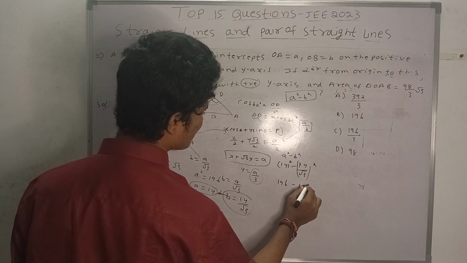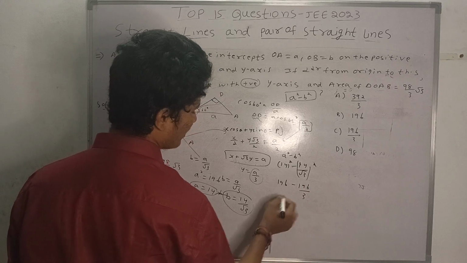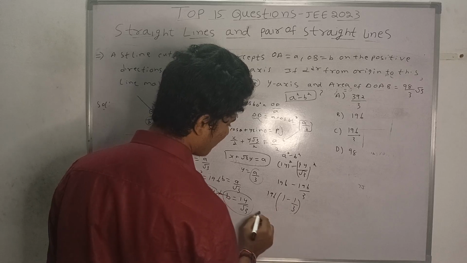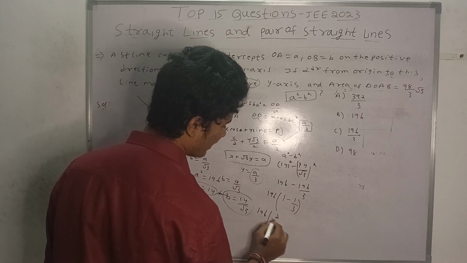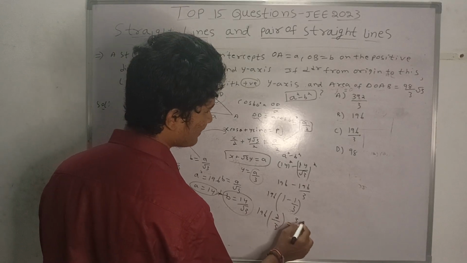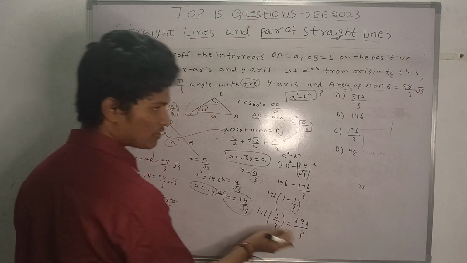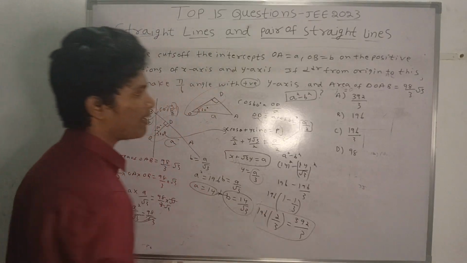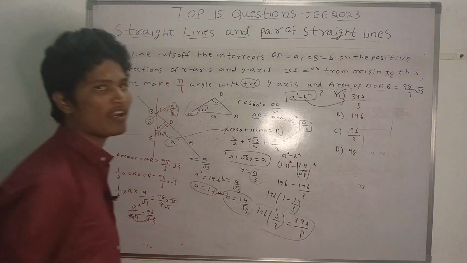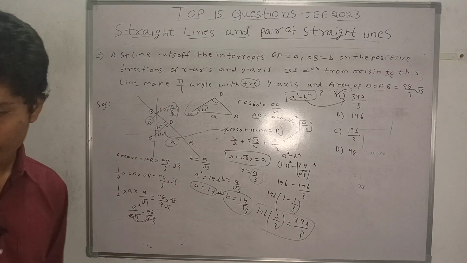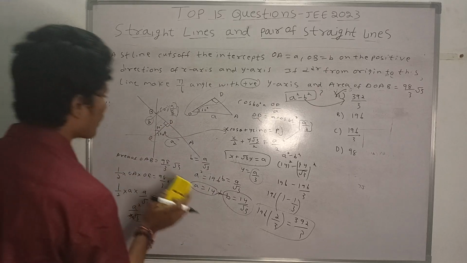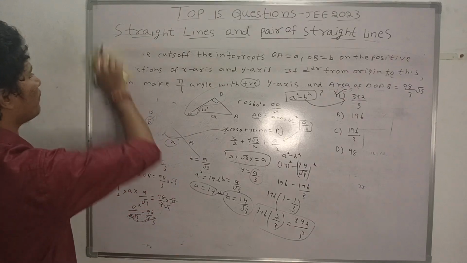14 square is 196, minus 196 divided by root 3 square, which is 3. When we take 196 common, 1 minus 1 by 3, and solve this, 196 into 2 by 3, and the answer is 392 divided by 3. So what is the value of A square minus B square? That is option A, 392 divided by 3. Like this you have to solve. So please make the diagram very carefully and understand what things are given and what things you need to find.